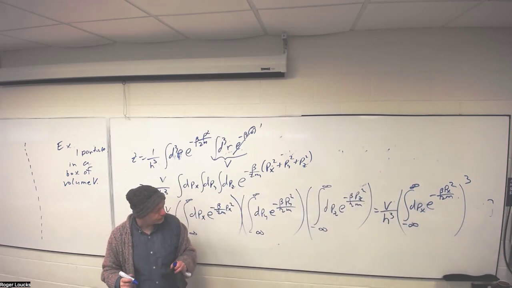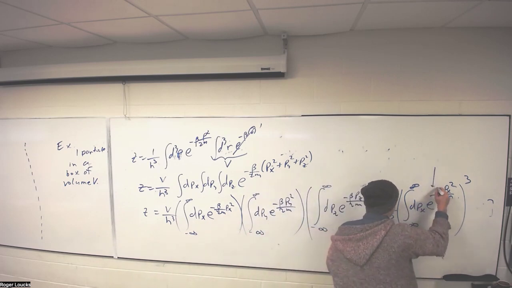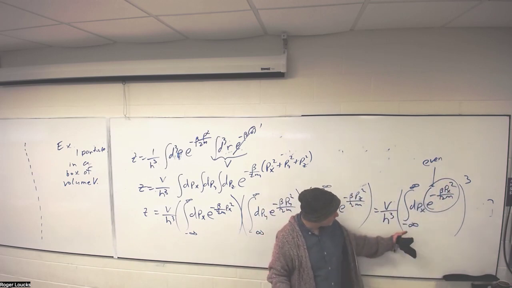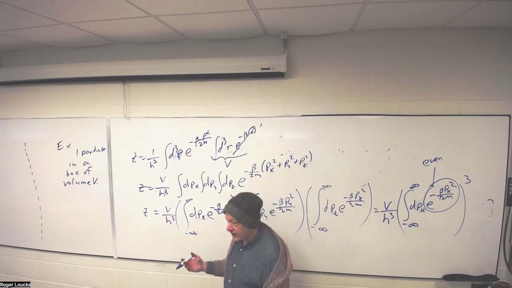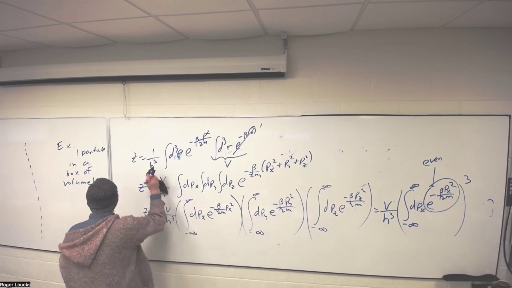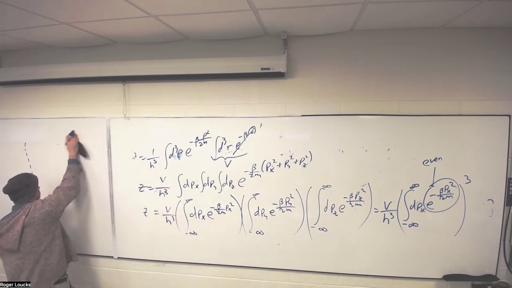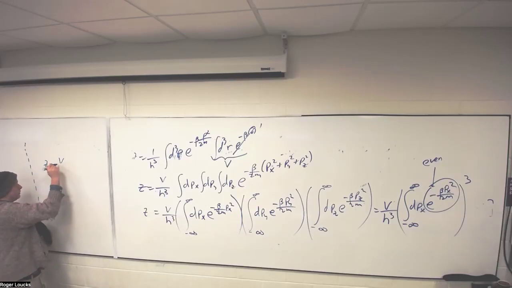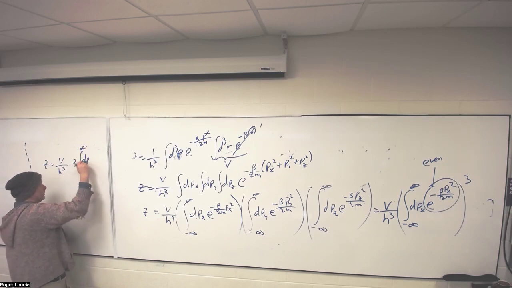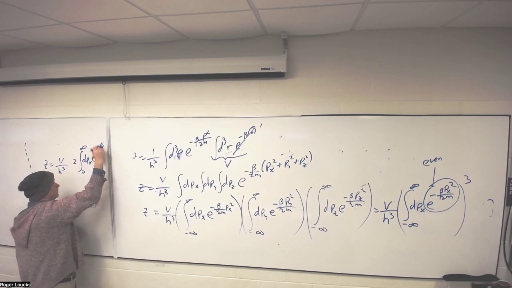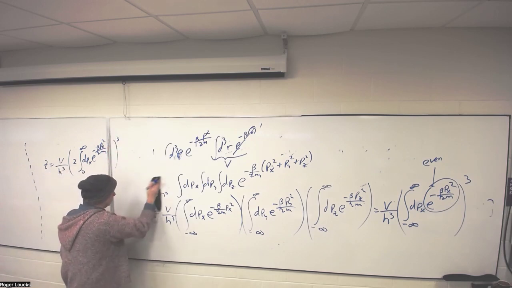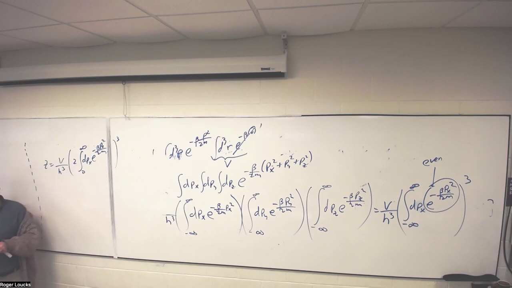We did one more thing. What did we say a mathematician would call this function here? An even function. We call it even. And if I have an even function going from minus infinity to infinity, you can always write that as twice the integral from 0 to infinity. Exactly. So that led us to the following. Our whole thing reduced to Z equals V over h cubed times 2 times the integral going from 0 to infinity of dp e to the minus beta p squared over 2m, and that whole thing is cubed. Okay, everyone happy with that?